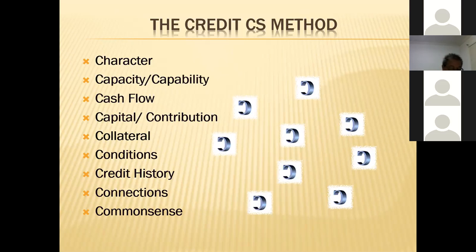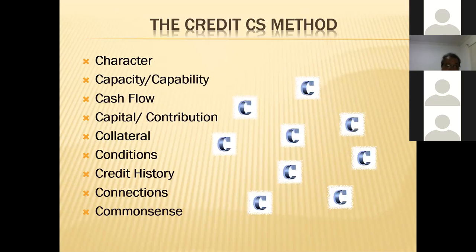Credit history, we already covered that previously as part of character. But you see in the credit Cs, they've added that as a separate item. How the client paid in the past is a good predictor of how he or she will pay going forward. If the credit history is poor, adjust or decline it.